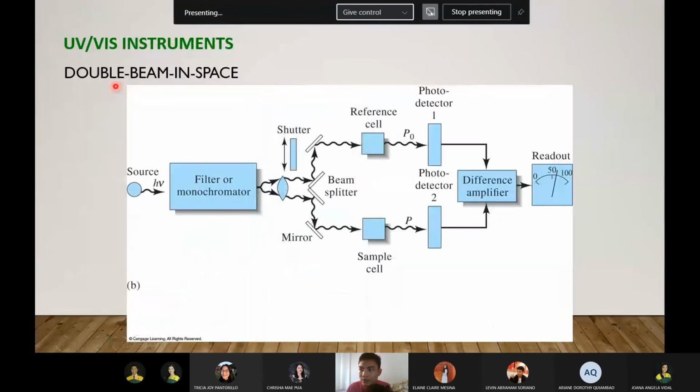Okay? So yan yung kagandahan for double beam. The beam is split into two. One will go to the reference, the other will go to the sample. Then dito na siya magko-compare ng incident and the transmitted. And then makukuha mo na yung absorbance.